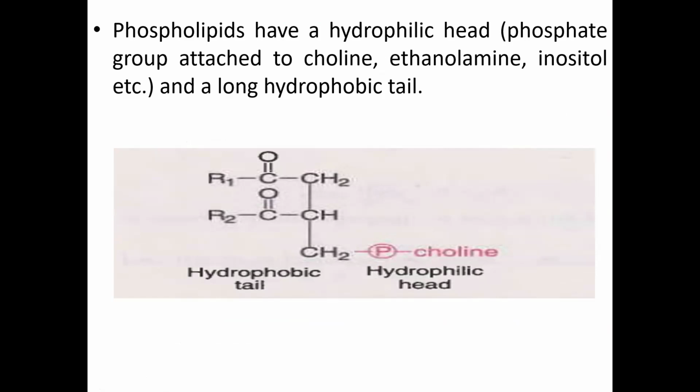So for phospholipids, they have a hydrophilic head, which is the phosphate group that is attached to choline, ethanolamine, inositol, as the case may be. We have discussed them in our previous lectures. You can always refer back to the previous lectures on phospholipids and glycerophospholipids. And it also has a long hydrophobic tail.